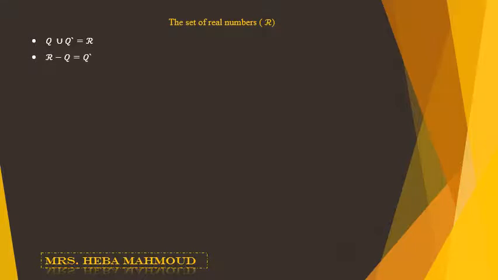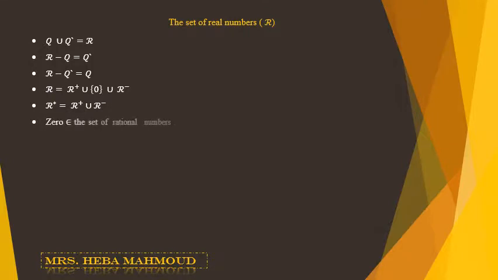If we take Q from the real numbers, we will get Q dash. So R difference Q equals Q dash. And R difference Q dash will be Q. So the real numbers equal the positive real numbers union 0 union the negative real numbers, which is R plus union 0 union R minus. And then R star means the positive and the negative real numbers, so it will be R plus union R minus without 0. And Z belongs to the set of rational numbers.